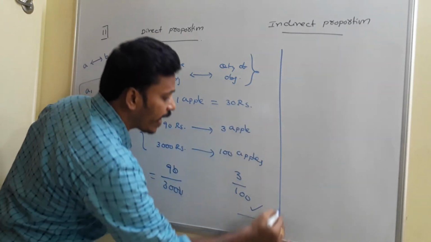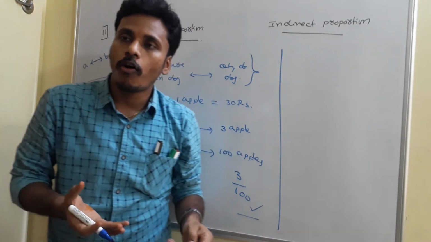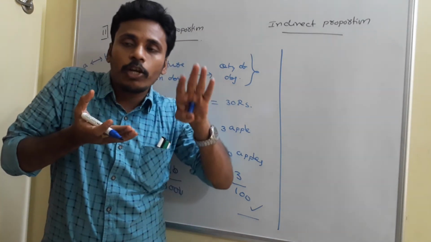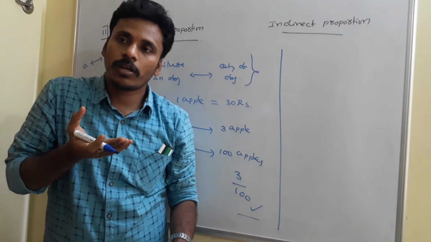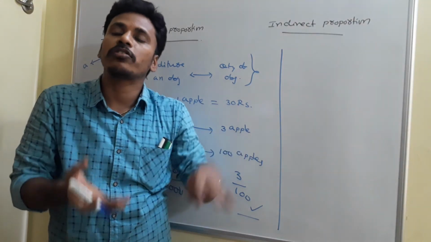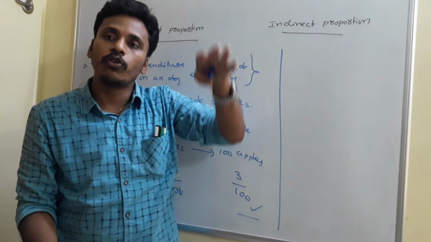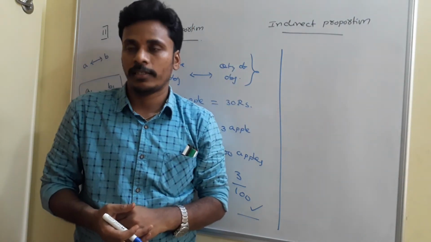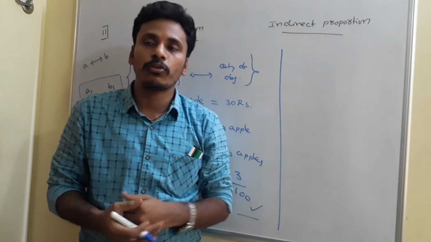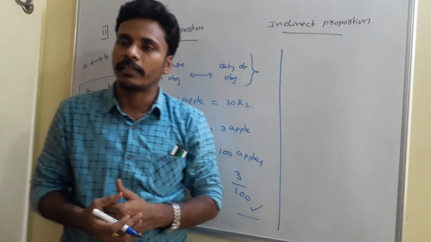Whereas coming to indirect proportion, if the value of one quantity rises, then the value of the other quantity decreases. See, those two act in an opposite manner. If one value increases, the other value decreases. If one value decreases, the other value increases. For example, if you think about distance, speed and time.